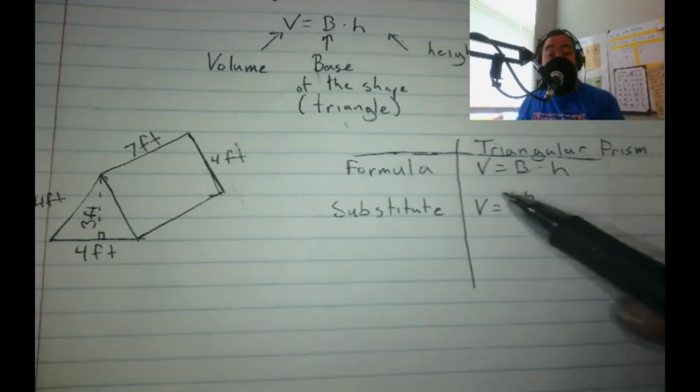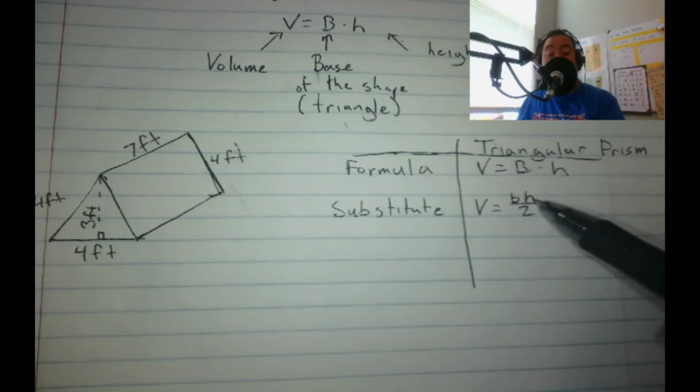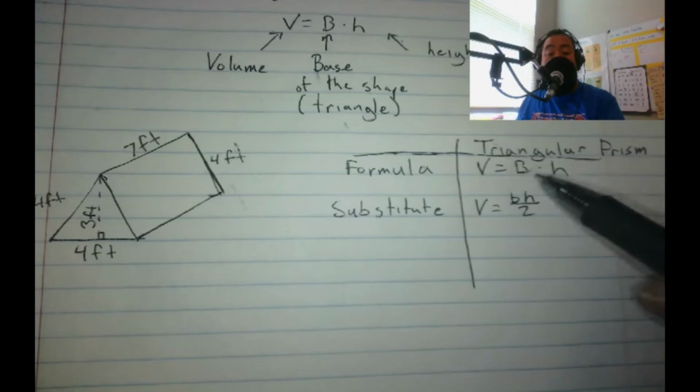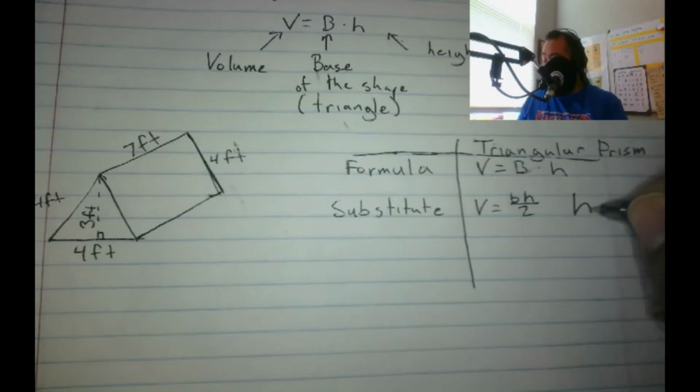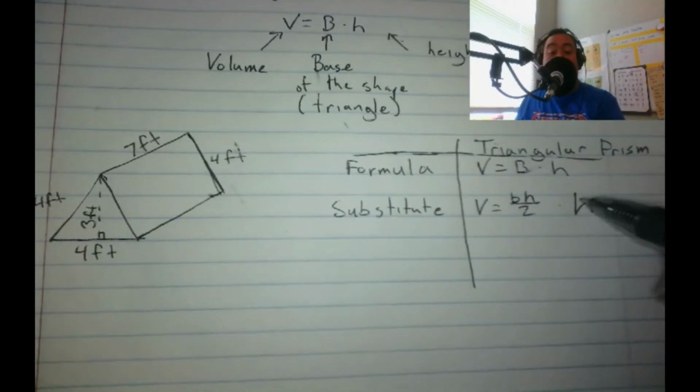So remember, this base right here is the bottom of our triangle. This height is how tall our triangle is. And then the H in our volume formula is going to be that distance between our two bases. So this last H over here by itself is the distance between our two bases. Alright, so let's go ahead and start plugging in some of those numbers.